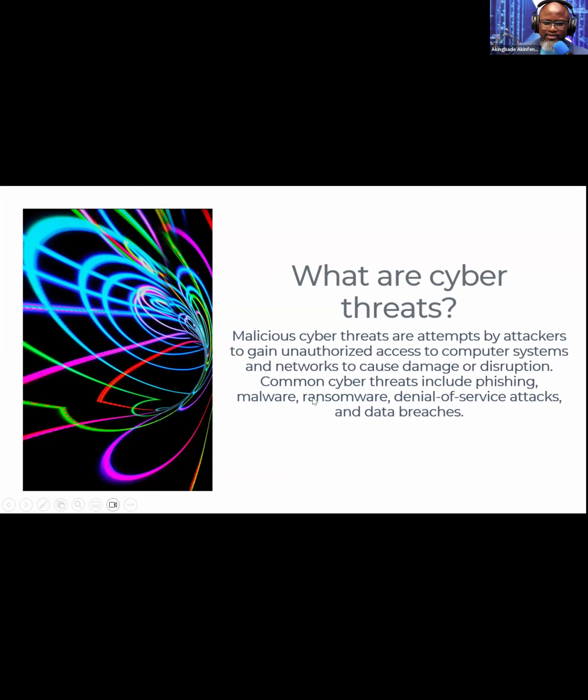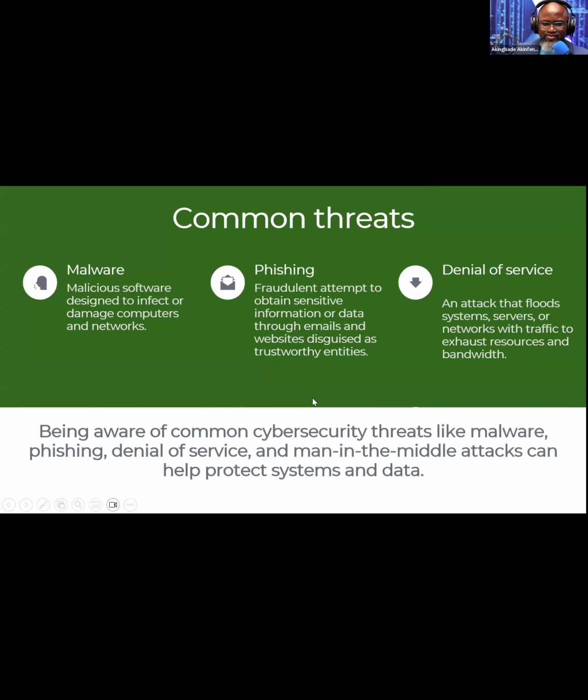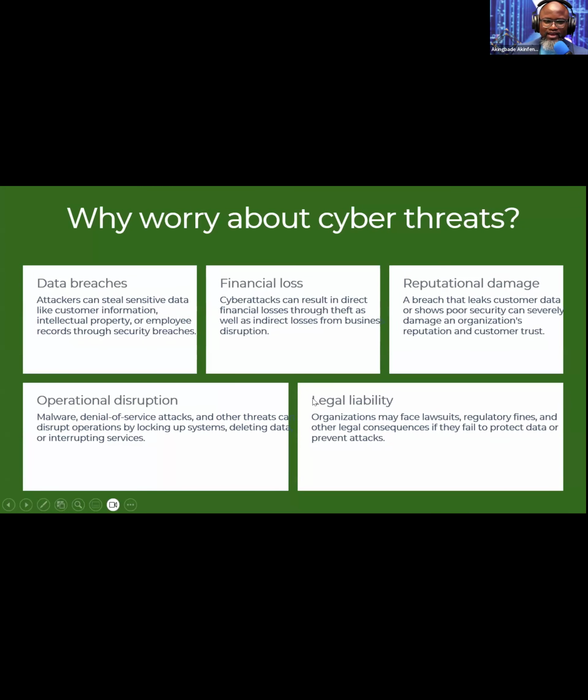All right, let's go. What are cyber threats? Again, we've talked about this, so I'll skip it. Why do we need to worry about cyber threats? Data breaches, financial loss, reputational damage, operational disruption, legal liability. These are some key reasons we have to worry. Your organization must worry.